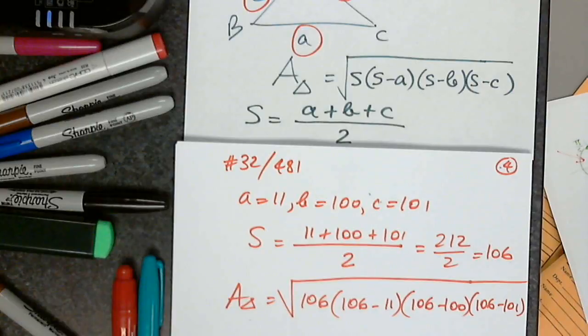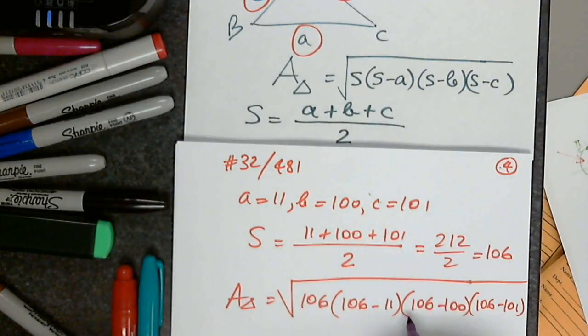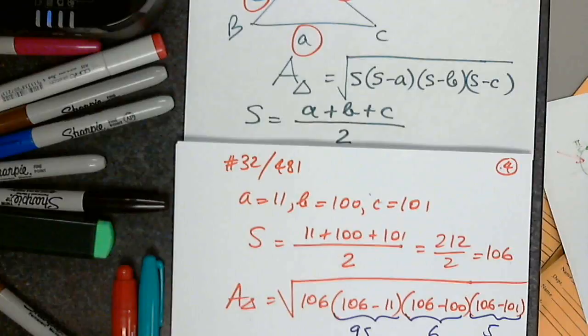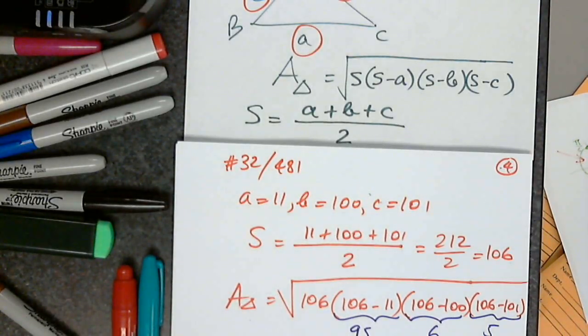I don't have to put all these parentheses in the calculator because that's really not a big deal. This is 95, this is 6, and this is 5. So these are the numbers I'm going to put in the calculator, so I don't have to mess with so many parentheses. So the square root of, parentheses only for the outside, 106 multiplied by 95 multiplied by 6 and multiplied by 5. I could have said multiplied by 30, same thing.